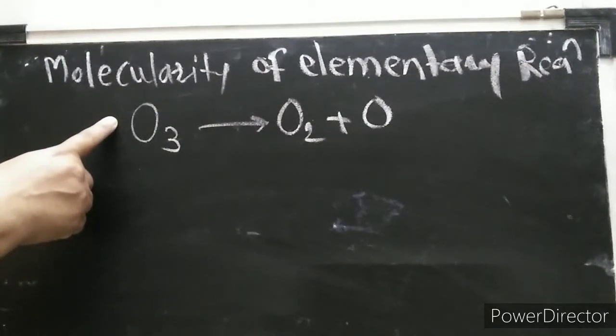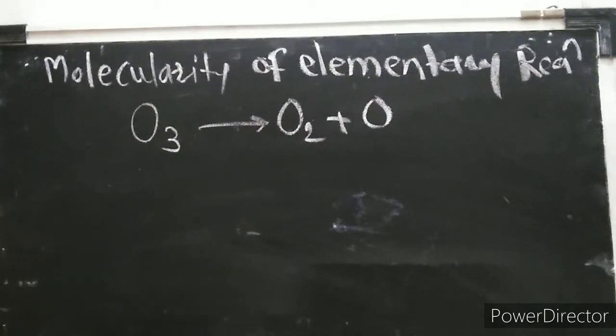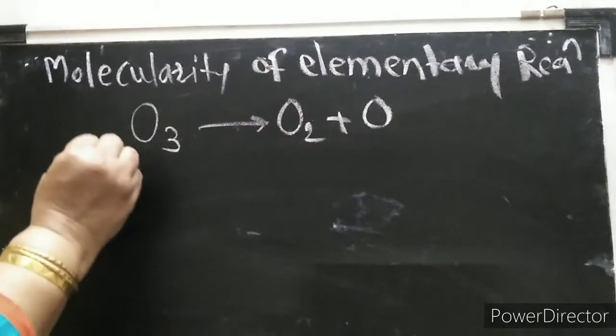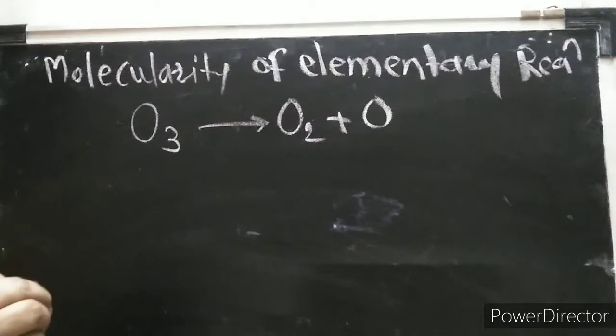So molecularity for this reaction will be 1. So what is molecularity? The actual number of molecules taking part in an elementary reaction is called the molecularity. For this reaction, molecularity will be 1.